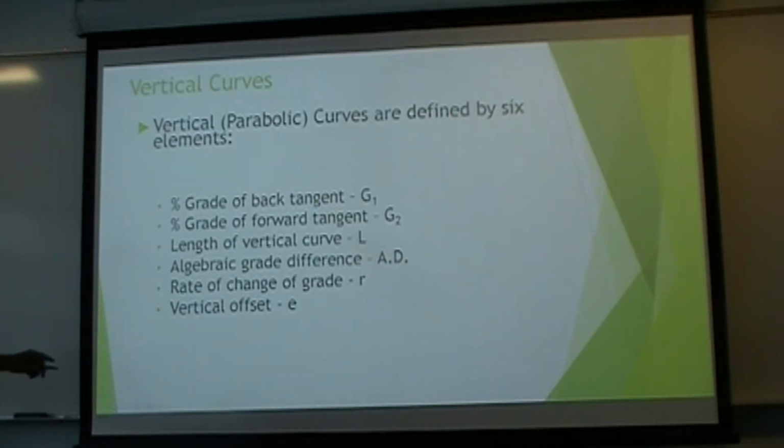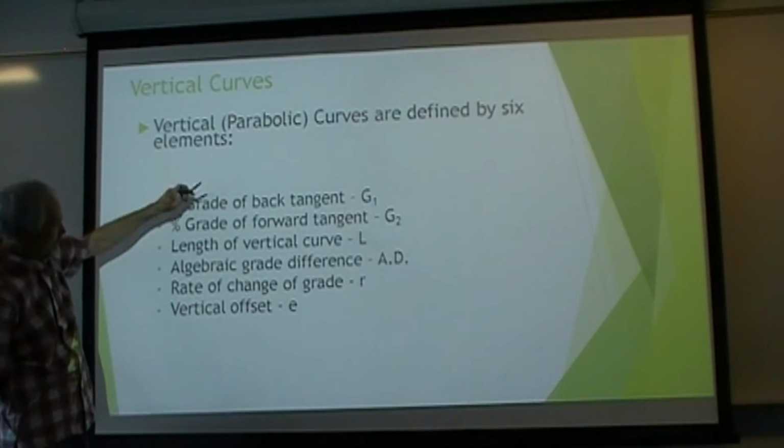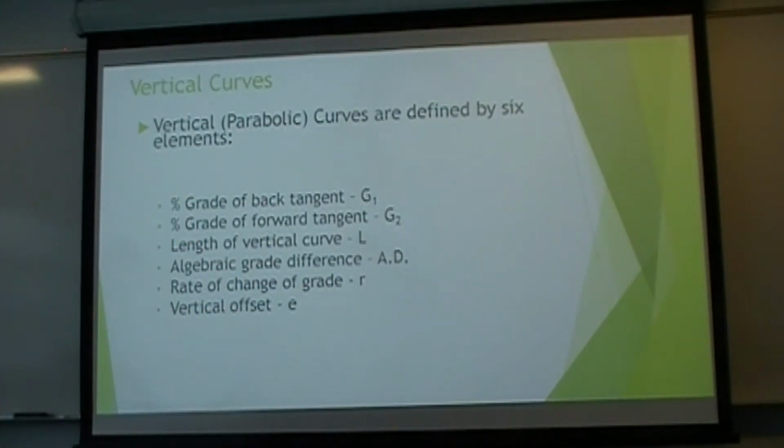Rate of change of grade is the amount of slope change happening as you're traveling along your parabola. Again, as we said, that's going to have either a positive or a negative number associated with it. And E is what's referred to as your vertical offset. I'll show you in this diagram what that actually is.